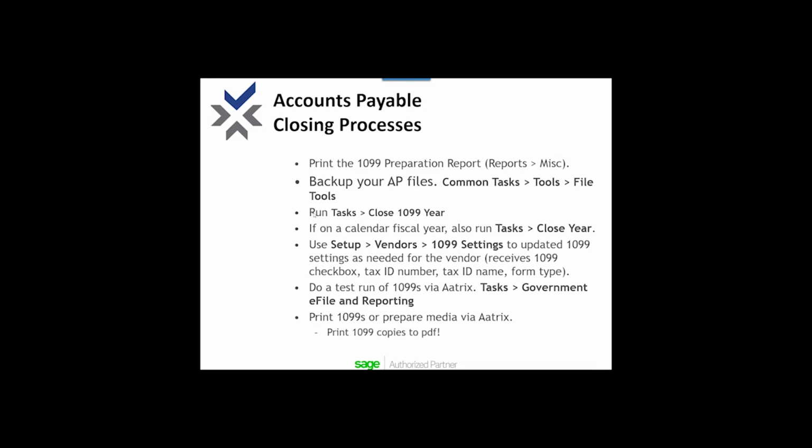And typically, you're just going to run the close 1099 year task. If it is also your fiscal year, like your fiscal year ends in December, you can also optionally run the close year task. I'll show you where you're going to see where those years are.